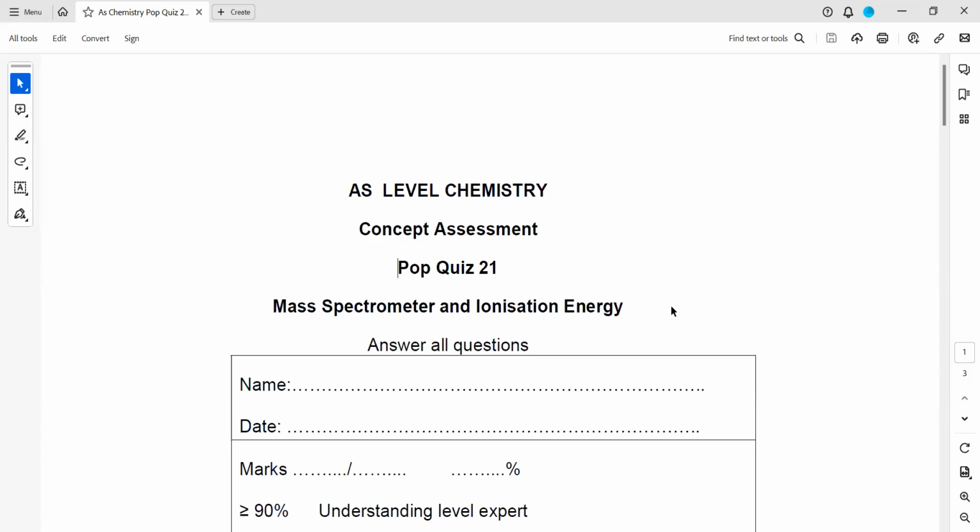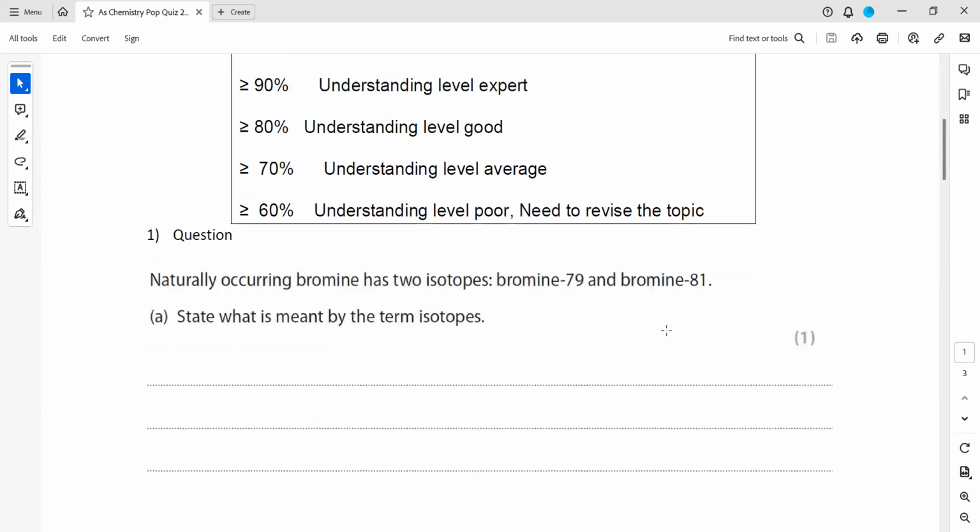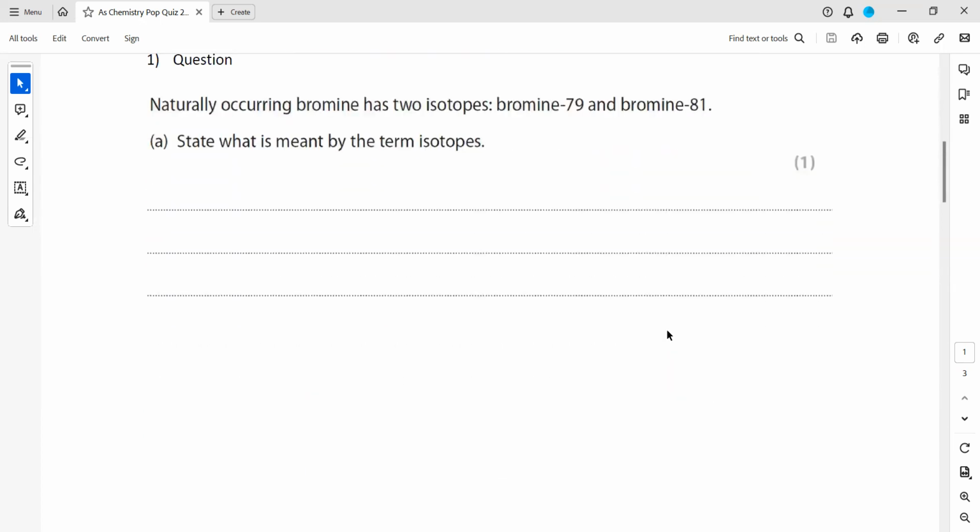So this is a mass spectrometer and ionization energy pop quiz. First question: naturally occurring bromine has two isotopes. One is 79, another one is 81. What is meant by the term isotope?